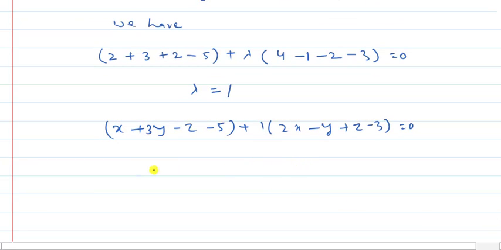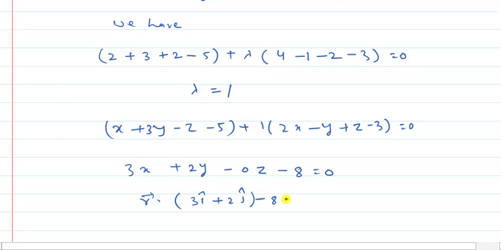And on simplifying this, you will have 3x plus 2y plus 0z minus 8 is equal to 0. And in vector form, if you want to give the answer, then it is r dot (3i cap plus 2j cap plus 0k cap), or you may leave this as well, minus 8 is equal to 0. So this is the equation of the plane passing through the intersection of the two given planes.